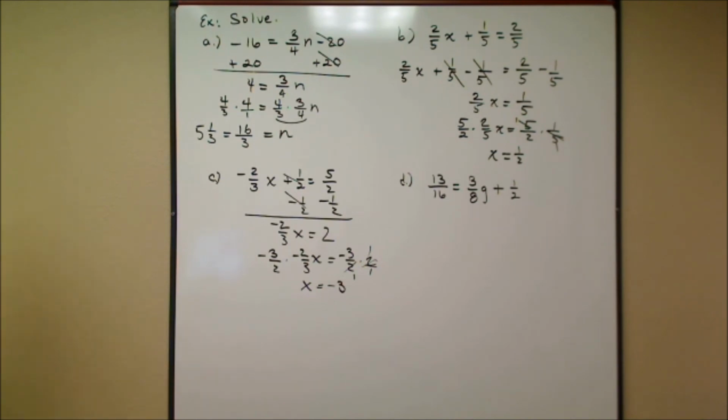My last example, I saved the best for last. I have a two-step equation, and I have fractions all the way through, but notice none of the denominators are the same. So I might have to do a little least common denominator step here. I'm going to solve for g.